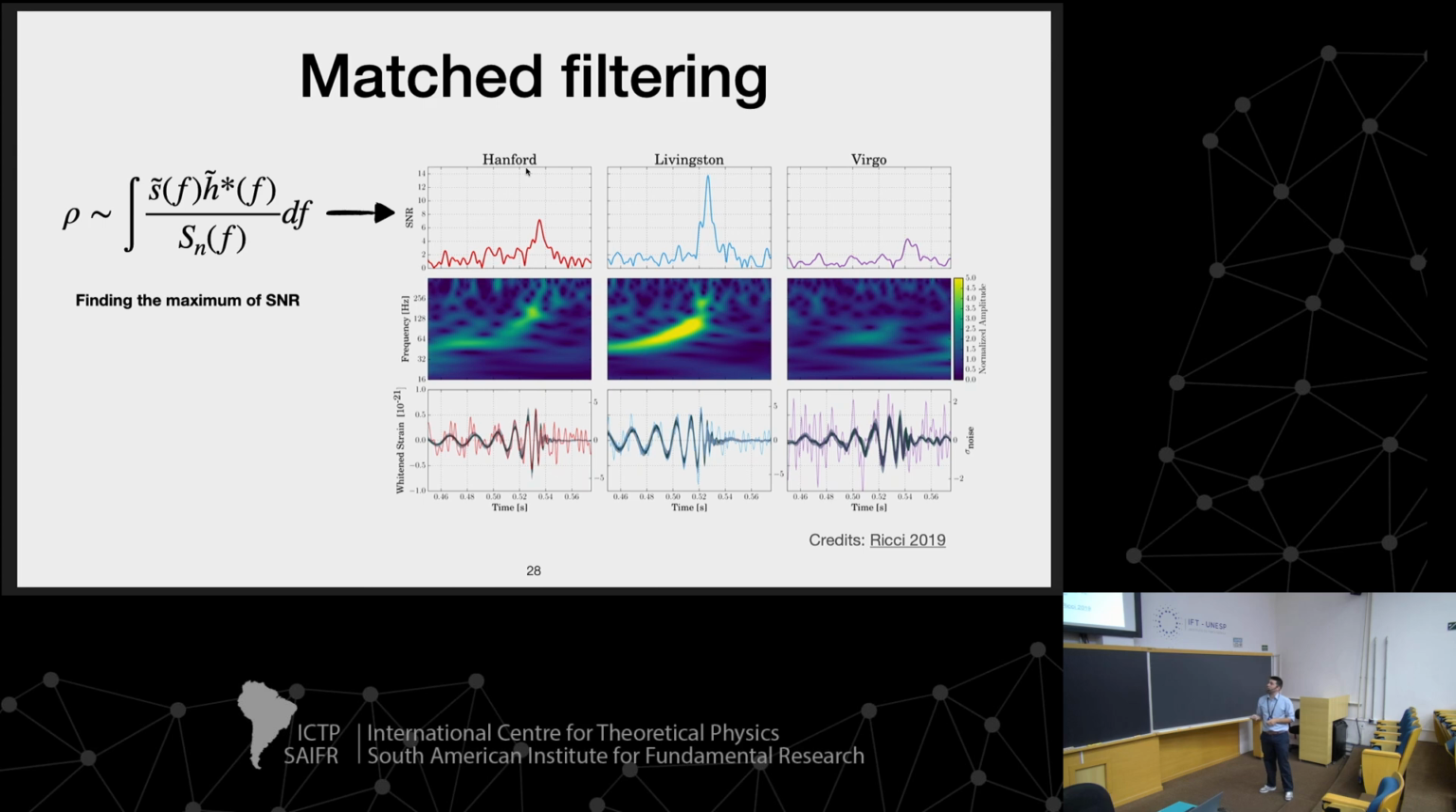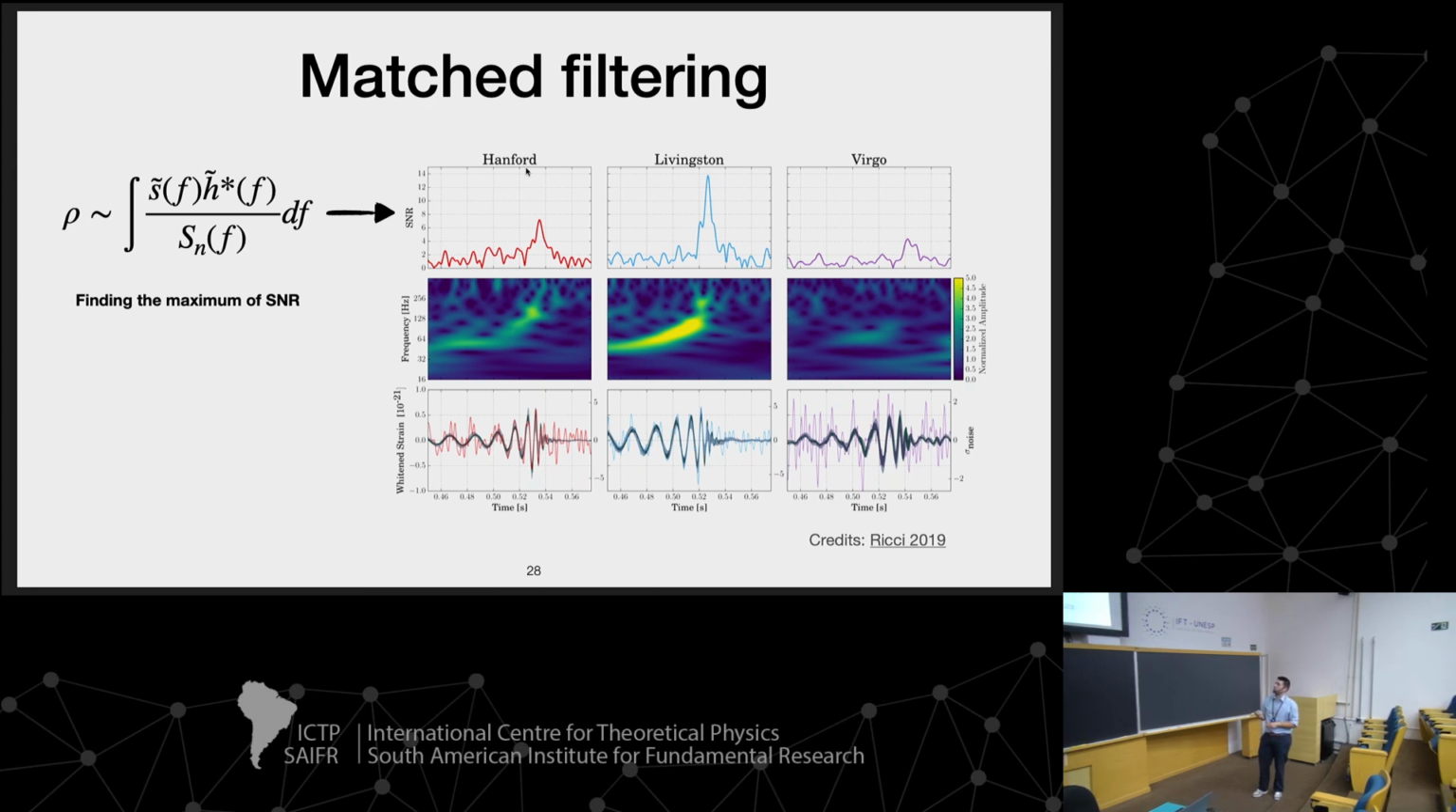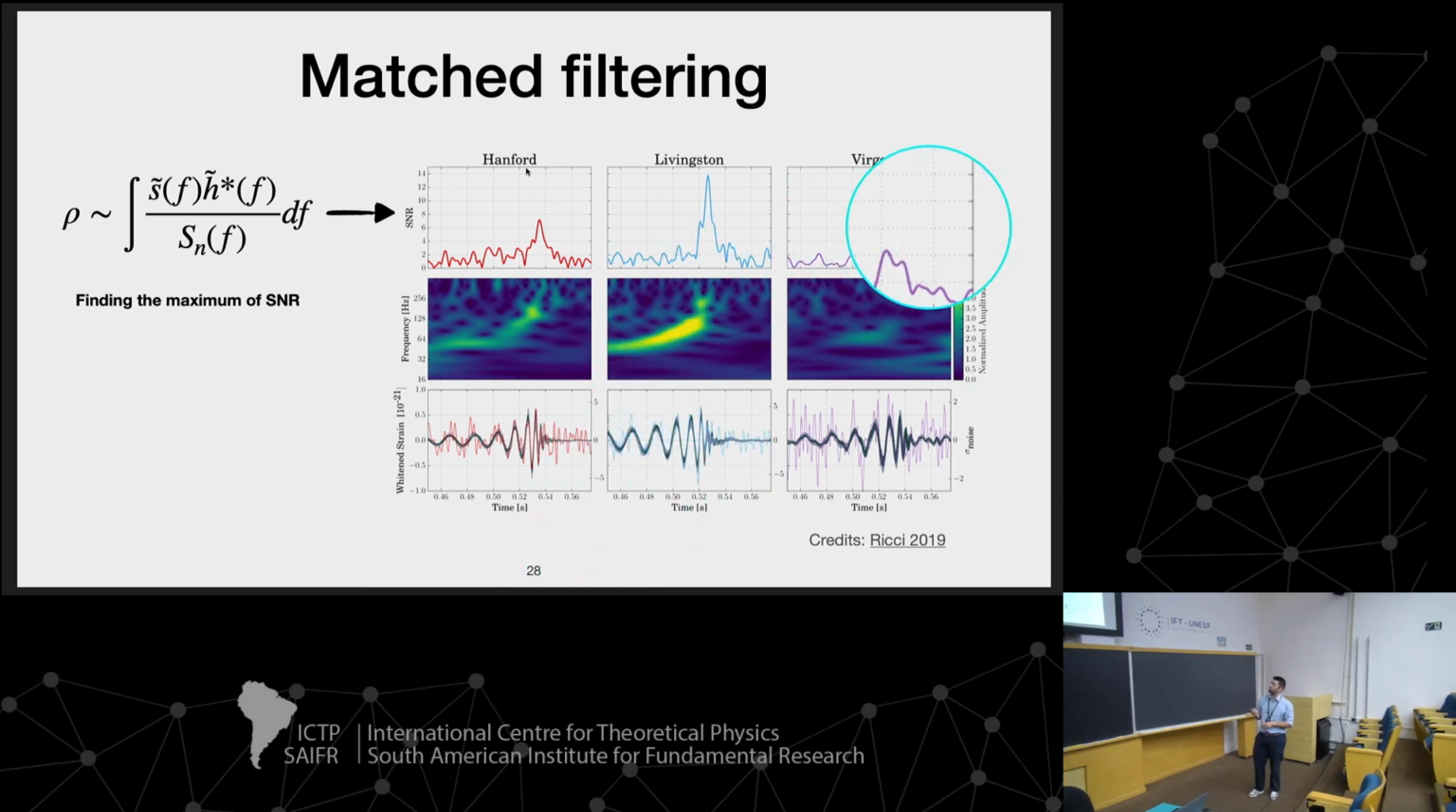Just to explain this plot, you have the actual signal coming from the detector, the weighted strain of the gravitational wave, with the simulated signal, and on top you have the SNR. And you see that where you have the maximum of the frequency, you also have a peak of the SNR. So you want to do exactly that.